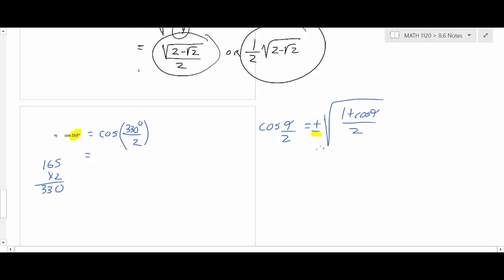Okay, so now when we plug this in, we're going to have negative square root of 1 plus the cosine. Which angle are you going to use, 165 or 330? 330. I ask that question all the time because that's where students mess up all the time. So that is 330 degrees, and then all over 2. And then we're ready to go to the unit circle and perform the arithmetic to simplify it.